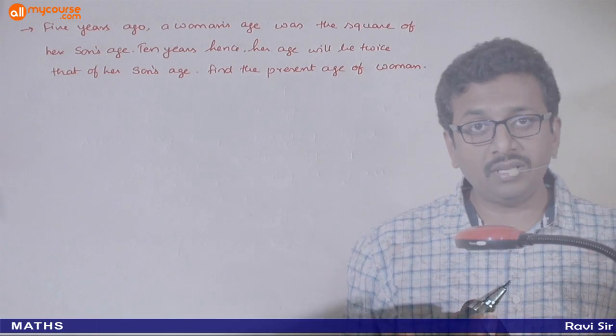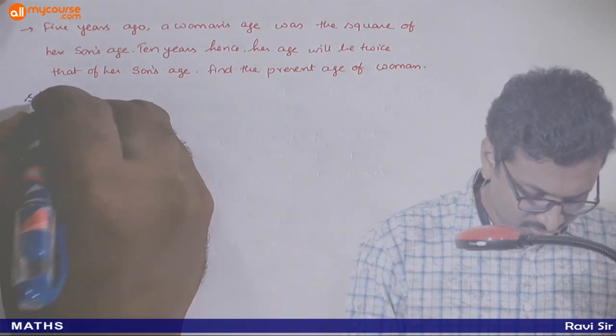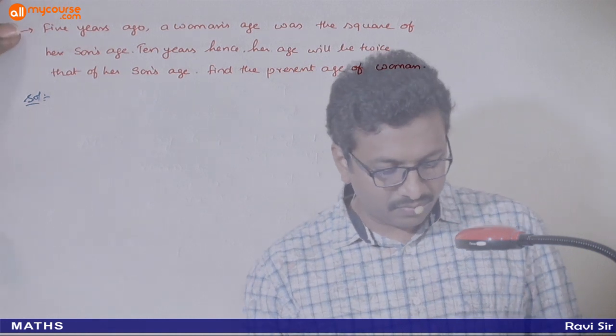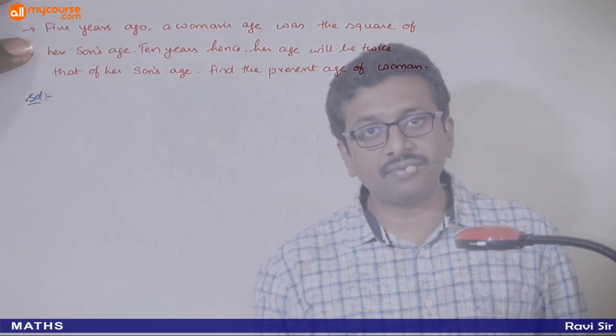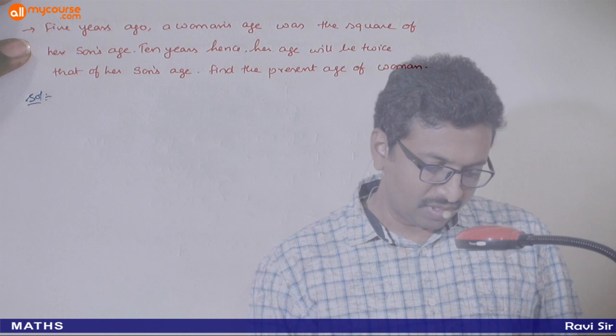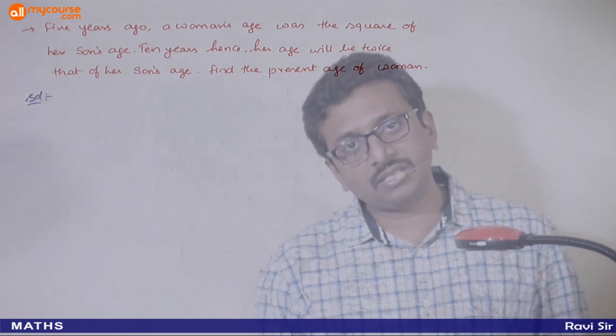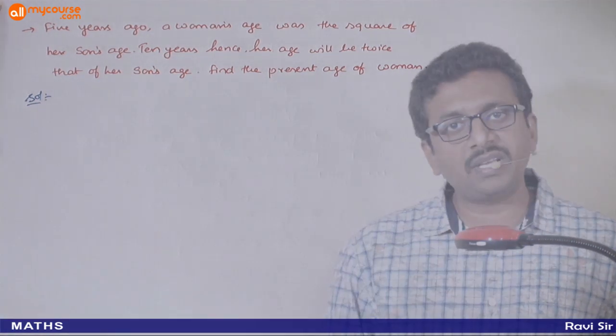So the next question is as follows. 5 years ago, a woman's age was the square of her son's age. 10 years hence, her age will be twice that of her son's age. Find the present age of the woman.